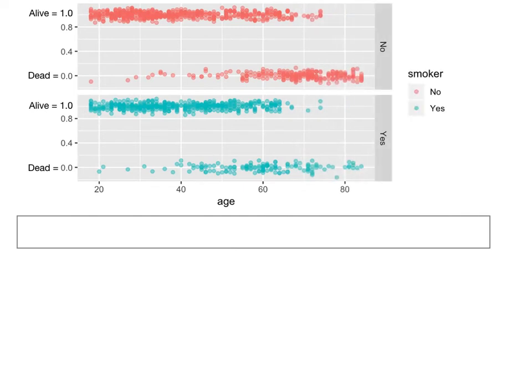So for the visualization of the data set, I was able to separate the smokers and the non-smokers. In the top graph, we have the smokers. We can see that as age increases, generally speaking, more of them are dead than alive. The same goes for the non-smoker group. When age increases, there are more people dead than alive.